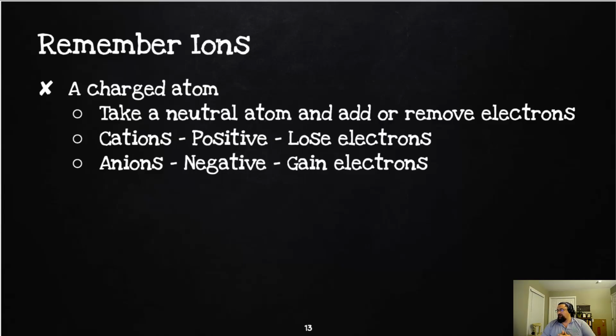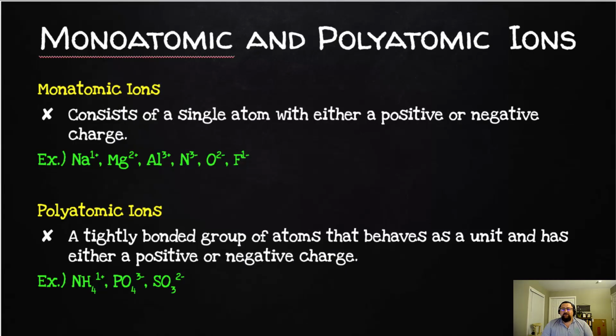All right, so if we remember from our previous video, ions themselves are a charged atom, which is when you take an atom and you either add or remove electrons. Cations being positive ions, when we lose or we remove electrons, and anions being negative from gaining electrons.